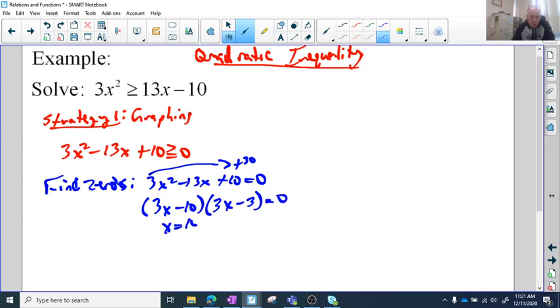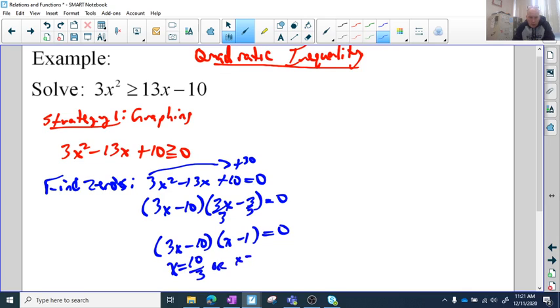So x could be 10 over 3, or, oh, I forgot to divide this one by 3. Let me erase a line here. All right, so we divide these by 3, so this one doesn't reduce any further. This one is x minus 1 equals 0. So that gives me x. If you solve this one, it would be 10 over 3, and if you solve this one, it would be positive 1. So those are what we call the zeros.